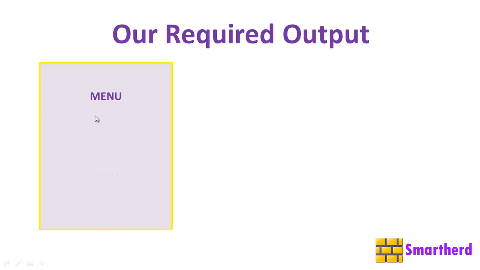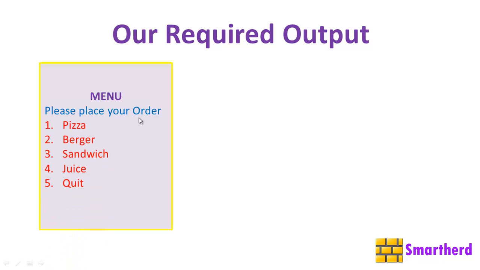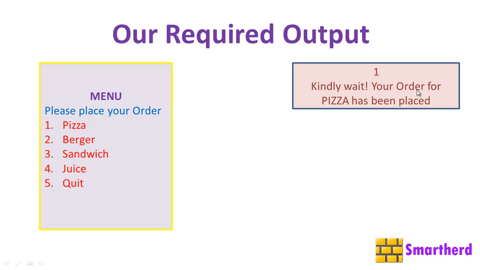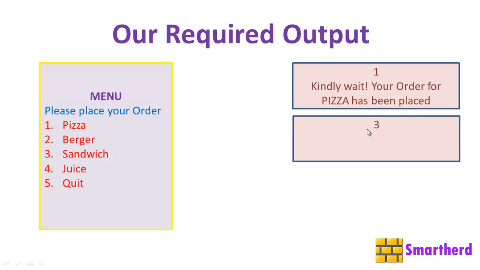Now, we have to prepare a menu card in which we will ask the user to place their order by giving the list of menus like pizza, burger, sandwich, juice or nothing. If user wants nothing, then he has to press 5. If user enters 1, then we have to print, kindly wait, your order for pizza has been placed. Again, if user presses 3, then we have to print, kindly wait, your order for sandwich has been placed. Now, the cycle goes on 1, 2, 3, 4, 2, 1 like this until user presses 5.